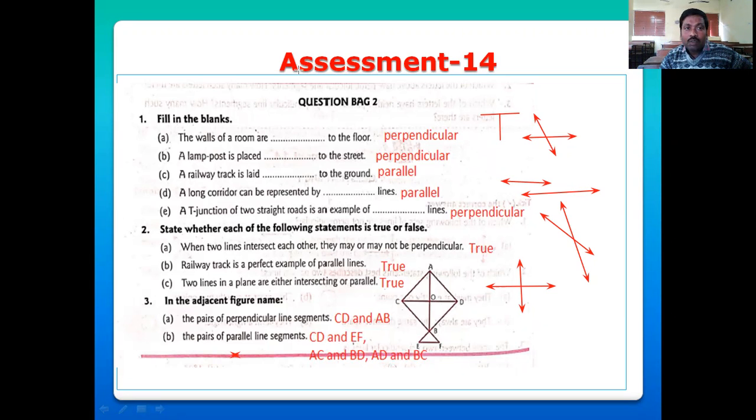Okay, boys. So in this way, we can solve question bank 2 of assessment 14.